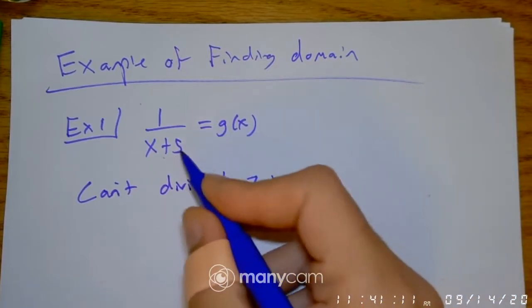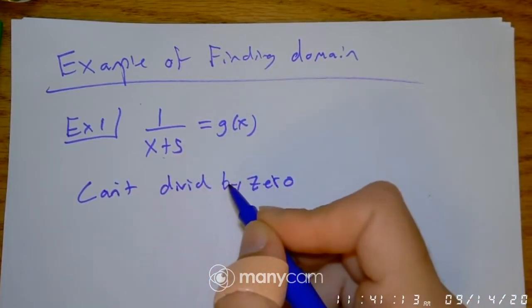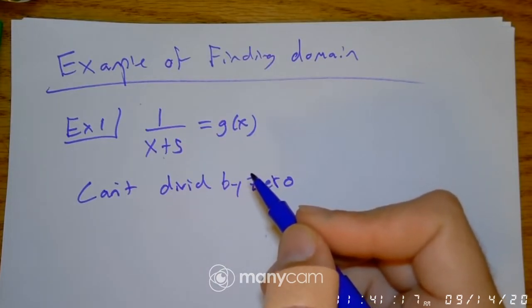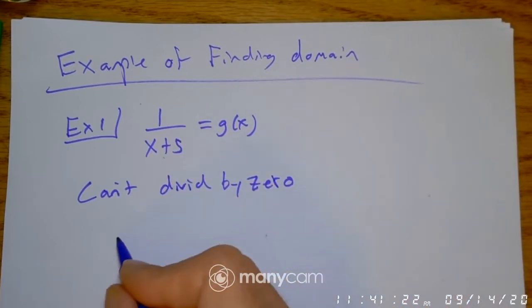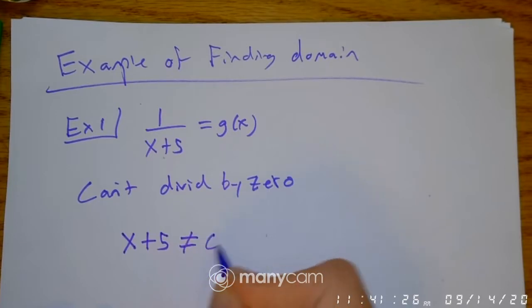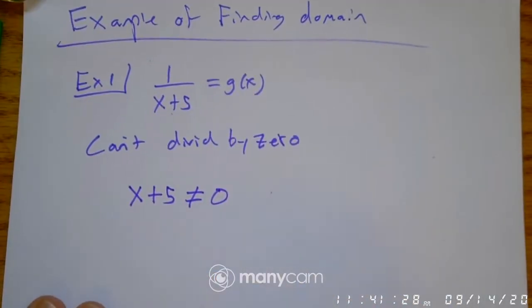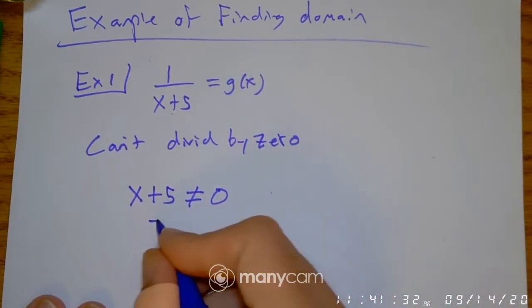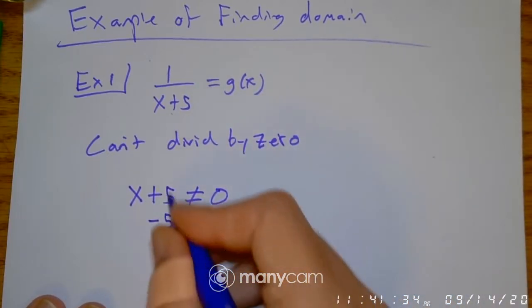So what we need to do then is what causes the bottom to be 0, right? So sometimes it's easier to find where it breaks rather than what works. So what I'm going to say is the bottom cannot equal 0. Okay, do you see, right? Because I can't divide by 0. So I'm saying the bottom cannot equal 0. So I go ahead and solve this.